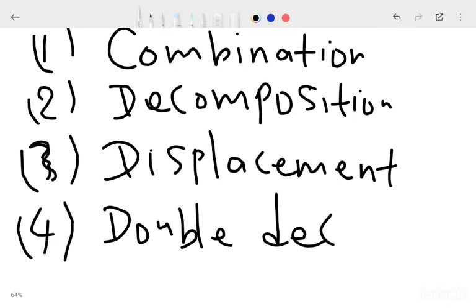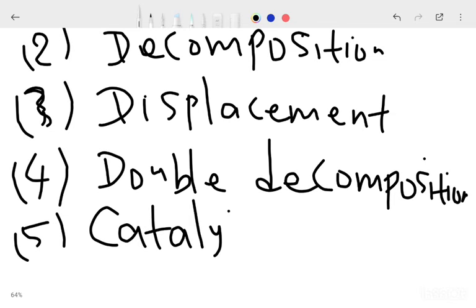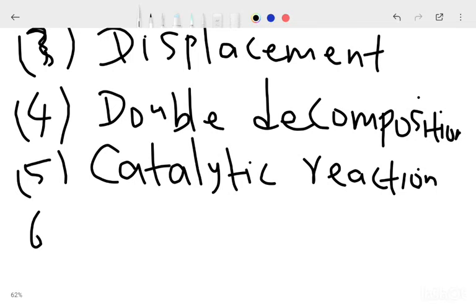That is double decomposition. The last one is double decomposition. Number five is catalytic reaction. Make sure you put reaction at the end of everything. Then we have reversible reaction.